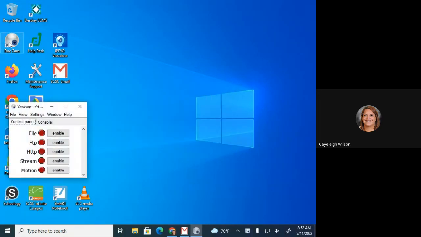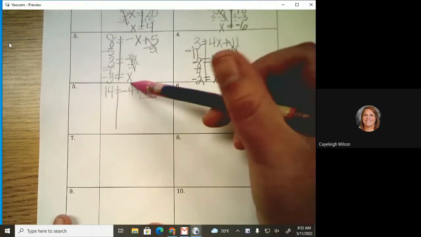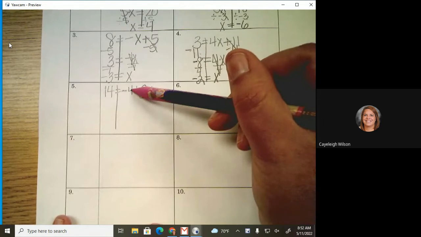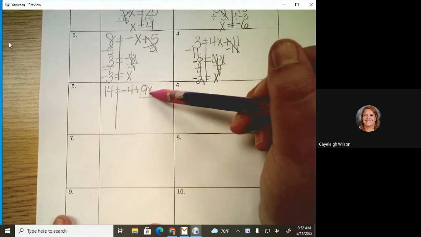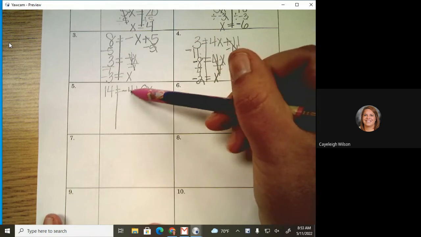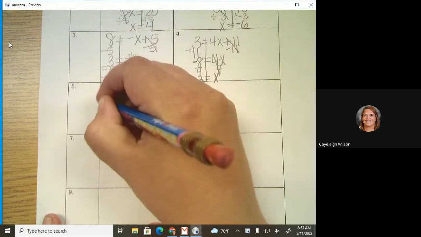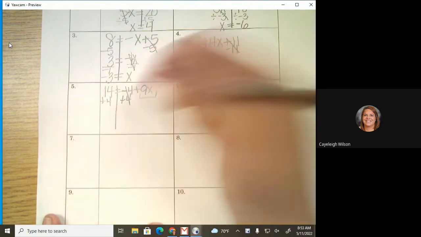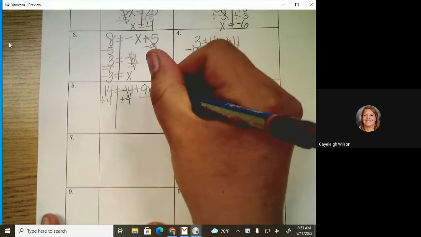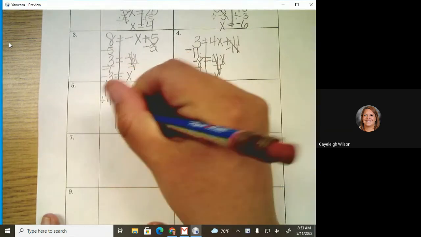So what's over there with that 9x is this negative 4. This negative 4 needs to go away before I can get rid of this 9. So I'm going to get rid of this negative 4. Like I said, it's a negative 4, so I'm going to add 4 once to each side. So negative 4 plus 4 is 0. And then that left me with being able to isolate my variable part.